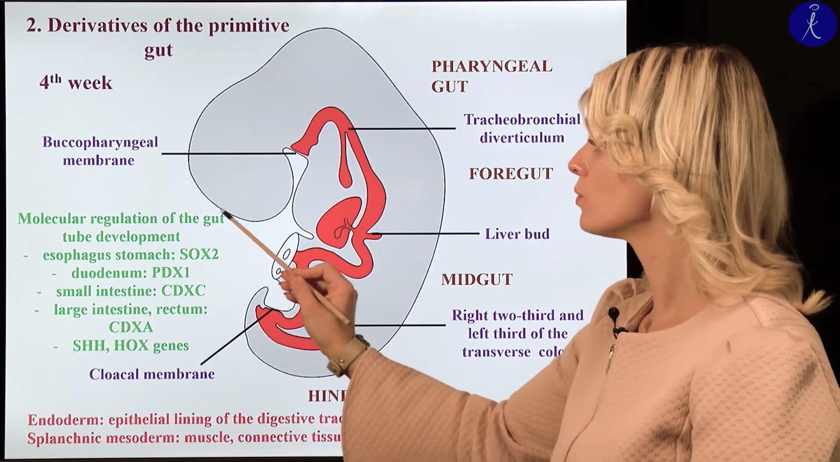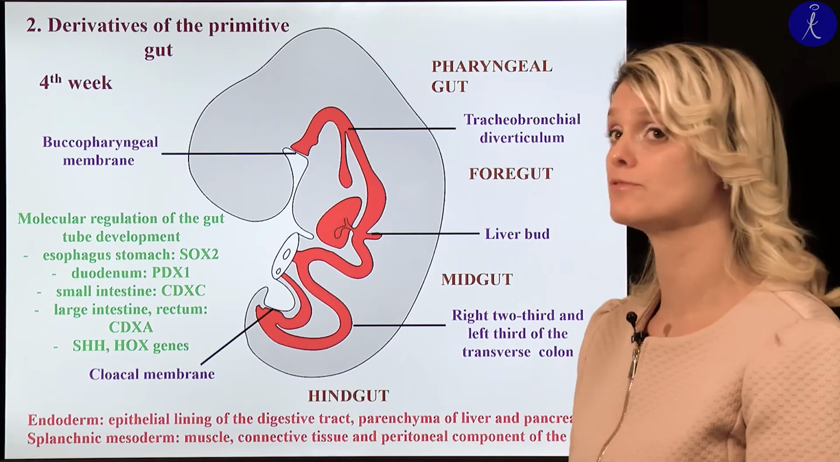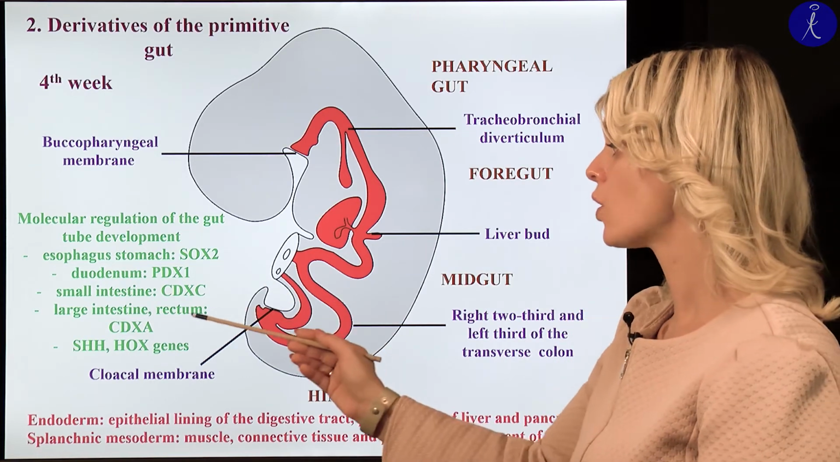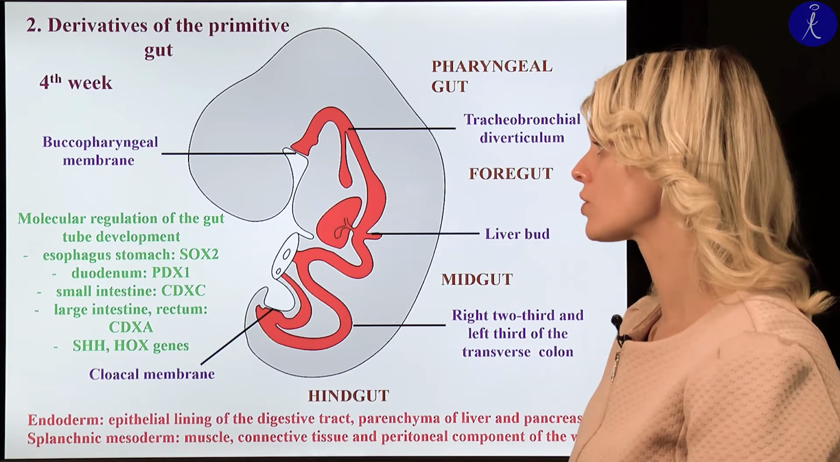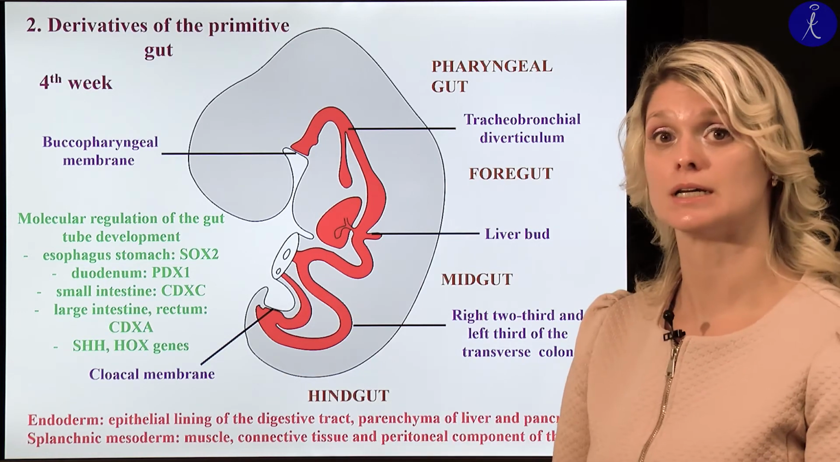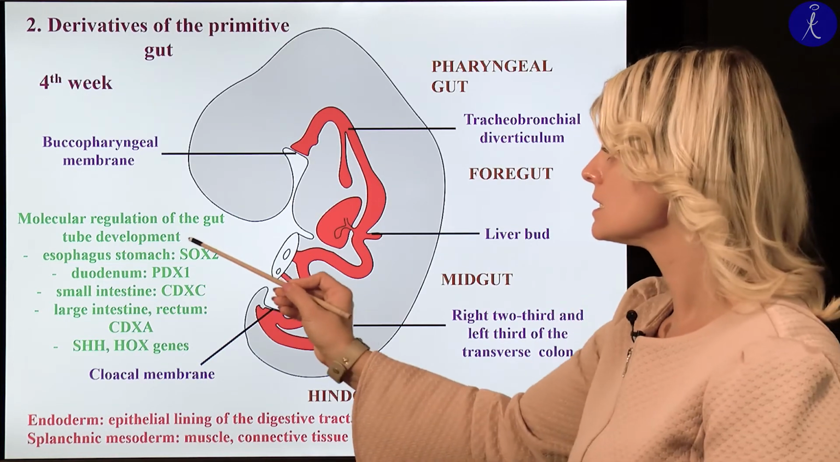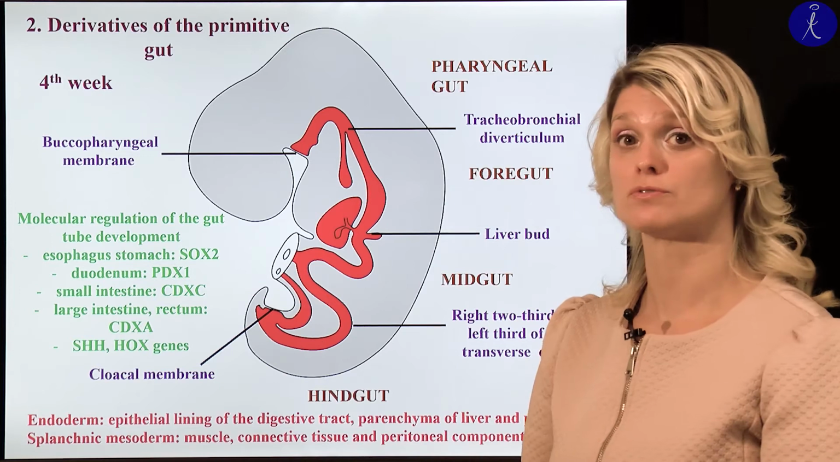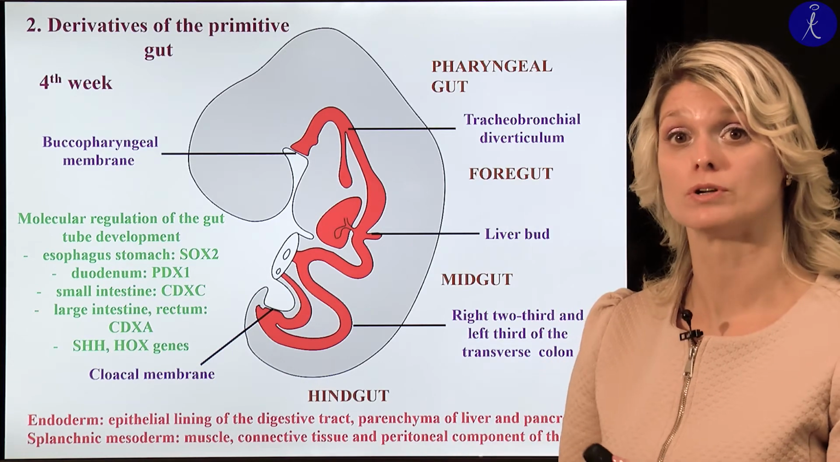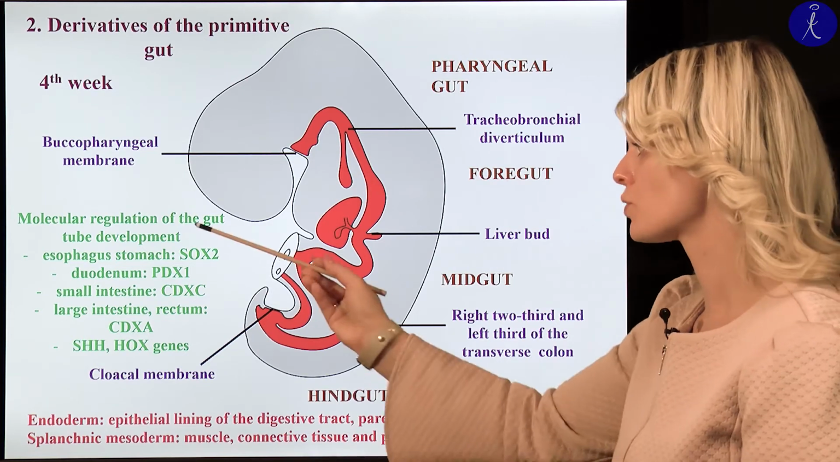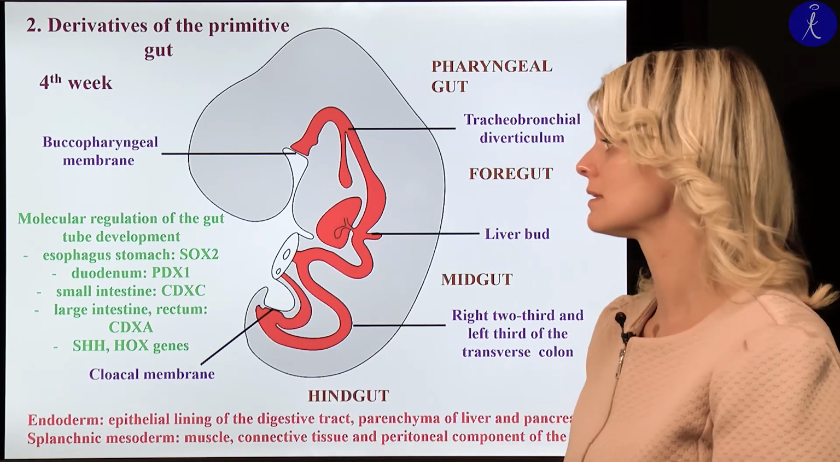Here you can see all of the factors which are involved in the development of the GI tract. You can see the Hox genes, the sonic hedgehog. These are really important in the differentiation of the GI tract. You can see that all of the main parts of the GI tract have their own factor which will regulate the formation of the stomach, duodenum, small and large intestine.